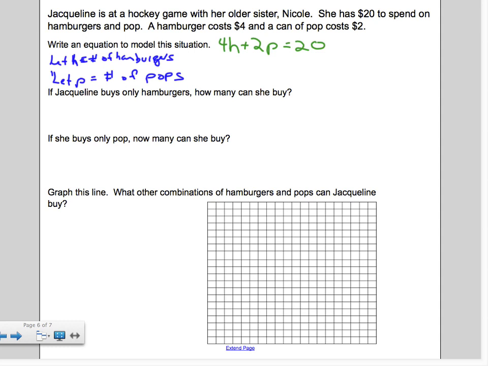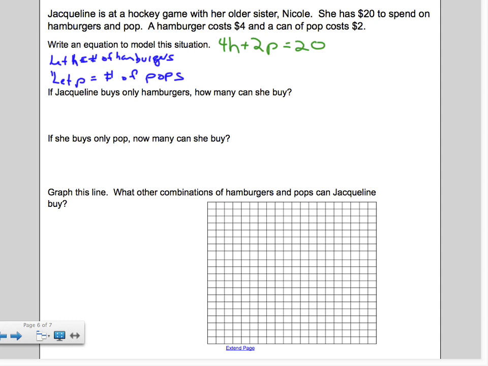So this is one abstraction that's kind of a little bit difficult in grade 9, that we're no longer thinking about numbers. Think about P as the number of pops. Whenever we think about number of pops, we don't think of an actual number, we think of a variable. Same thing with the number of hamburgers. Instead of thinking of a number, now we represent that with a variable. So now we have this equation.